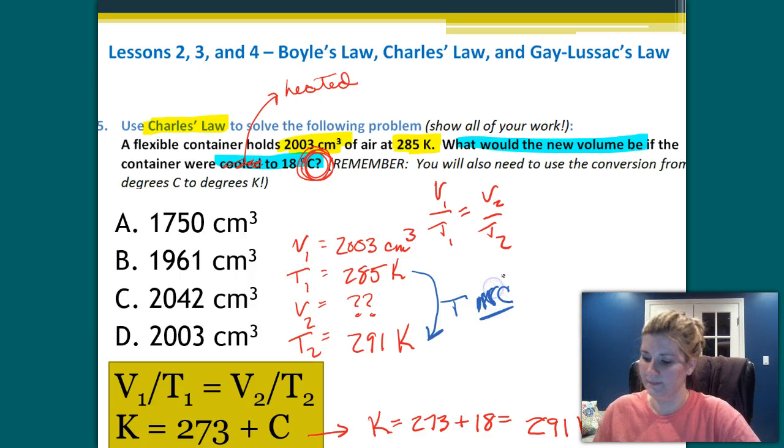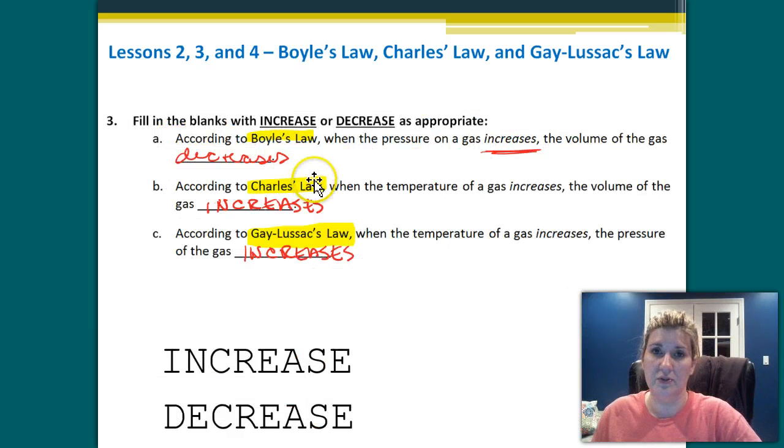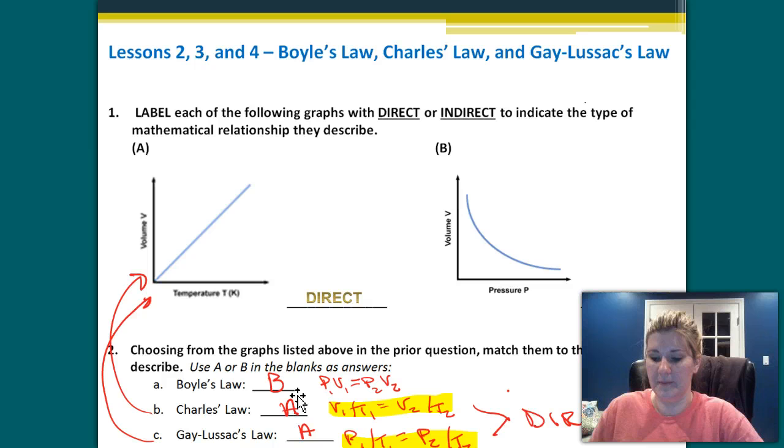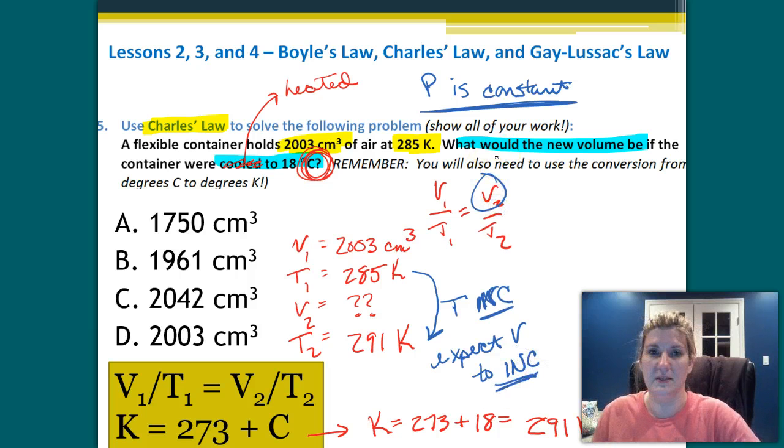Sorry if you can't really tell what that is. Now the variable we don't see here is P, and that's because pressure is constant when we're talking about Charles's law. If T increases, Charles's law, what happens to one happens to the other. It's categorized by this perfect little line, and so if we have T increasing, we can expect V to also increase.